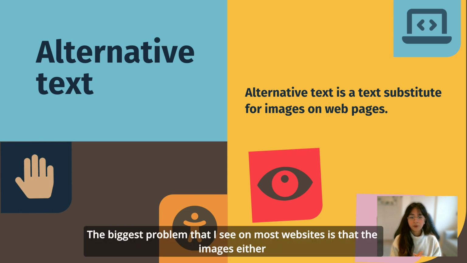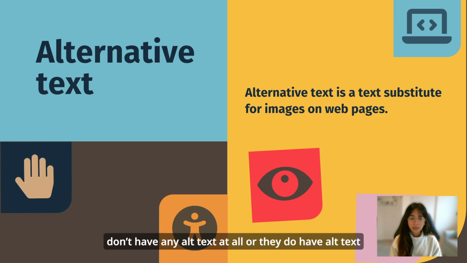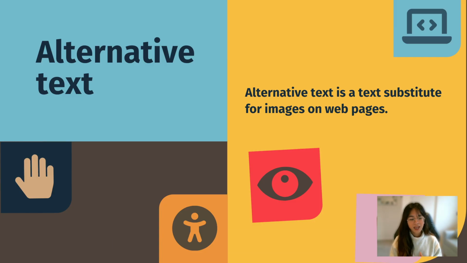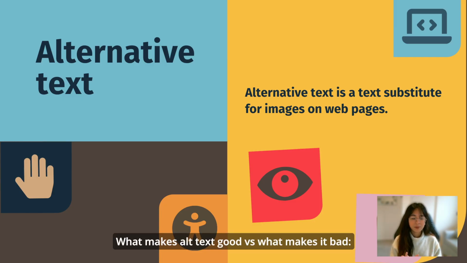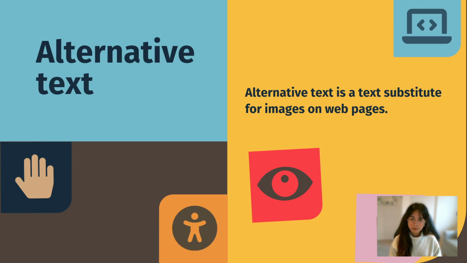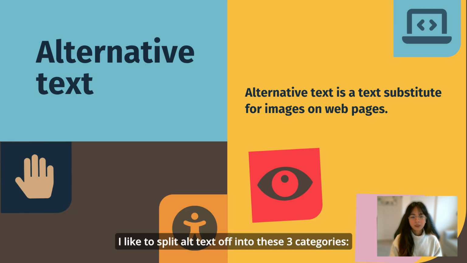And the biggest problem that I see on most websites is that the images either don't have any alt text at all, or they do have alt text, but it's not really great alt text. And what makes alt text good versus what makes it bad, we'll look at that in a bit more detail in a minute. But generally, good alt text should be descriptive of the image or its function. So I like to split alt text off into these three categories.